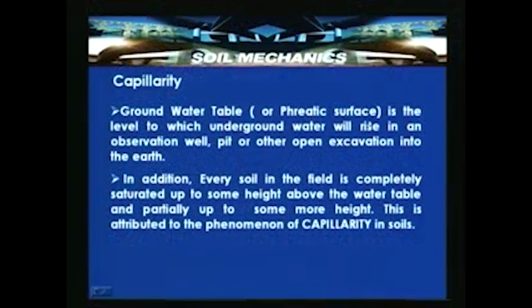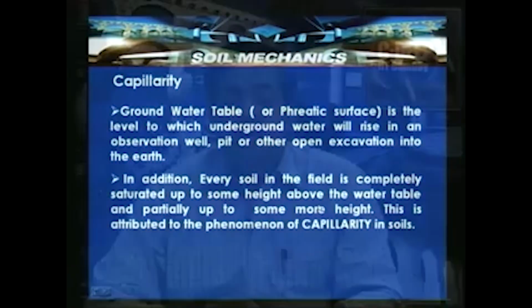Groundwater table or phreatic surface is the level to which the underground water will rise in an observation well, pit or other open excavation into the earth. So, the groundwater table, or phreatic surface as it is also called, is the level to which the underground water will rise in an observation well or pit or other open excavation into the earth. In addition, every soil in the field is completely saturated up to some height above the water table. That is what we are discussing, that every soil is saturated up to some height above the water table. So, what are the reasons behind this particular behavior that we are going to discuss in this class?